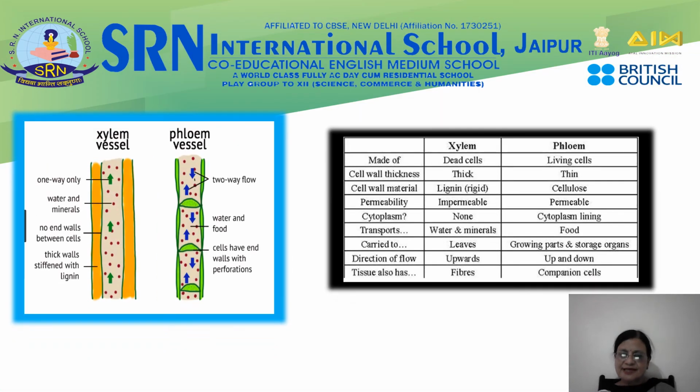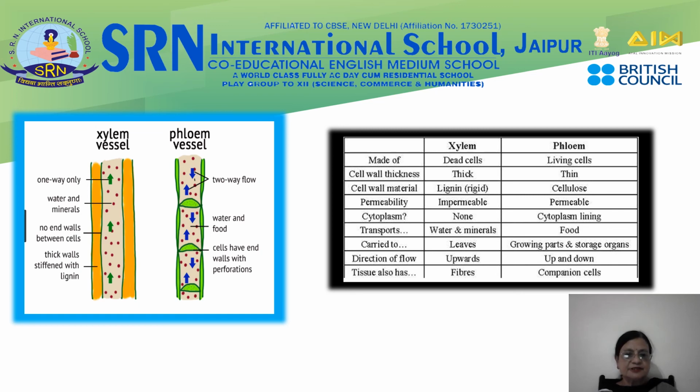On comparing xylem and phloem, xylem is made up of dead cells, whereas phloem is made up of living cells. Cell wall thickness in xylem is thick, whereas in phloem it is thin. As for cell wall material, xylem contains lignin, which makes it rigid, whereas phloem contains cellulose. Regarding permeability, xylem is impermeable, whereas phloem is permeable. There is no cytoplasm in xylem, but in phloem the cytoplasm is present in the form of a lining.